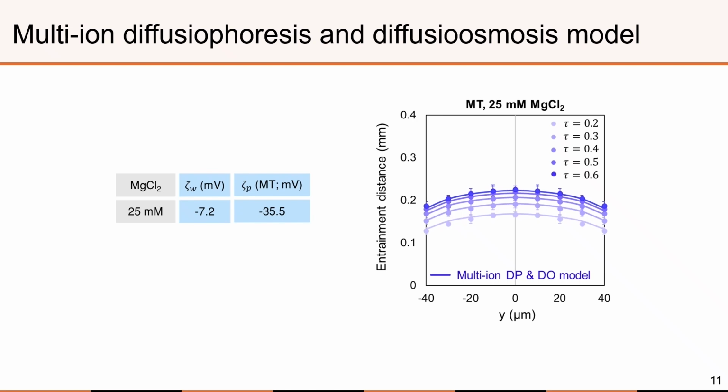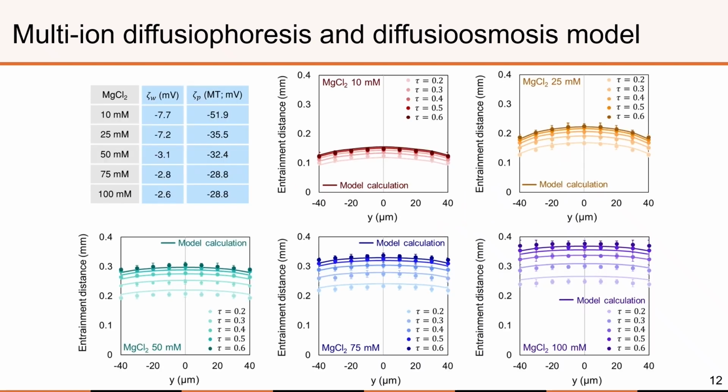Therefore, with this comparison, we confirm that the magnesium chloride gradient-driven migration of microtubule is diffusiophoresis. Comparison between the model and experiment was done for all magnesium chloride concentrations, and we conclude that microtubules can undergo diffusiophoresis in the presence of magnesium chloride gradients in BRB80 buffer. The main parameter for the surface interaction between the ions and microtubules here is the negative zeta potential of microtubules.